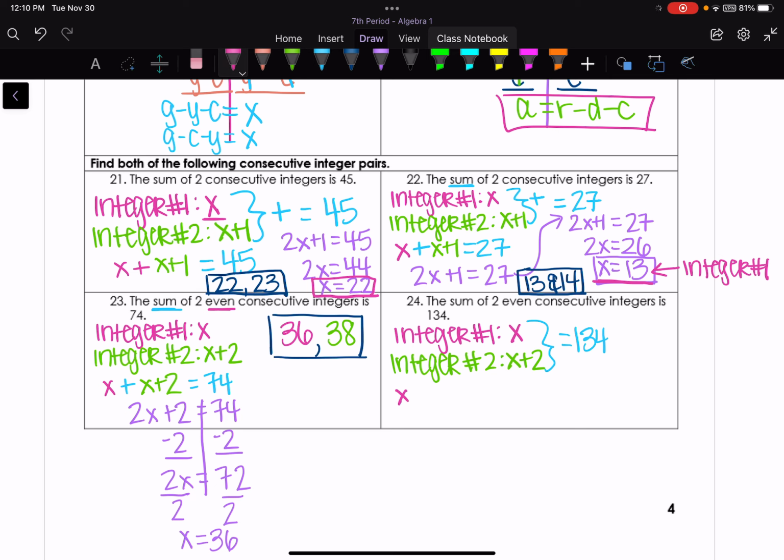So we have x plus x plus 2, and that is going to be equal to 134. So now we're going to combine like terms. We have x plus x, which gives me 2x plus 2 equals 134. Now I subtract 2 from both sides. I get 2x equals 132. Then I divide by 2 on both sides. So then I get x equals 66.